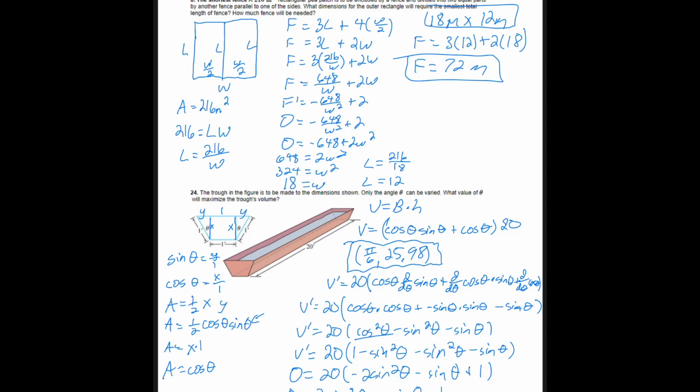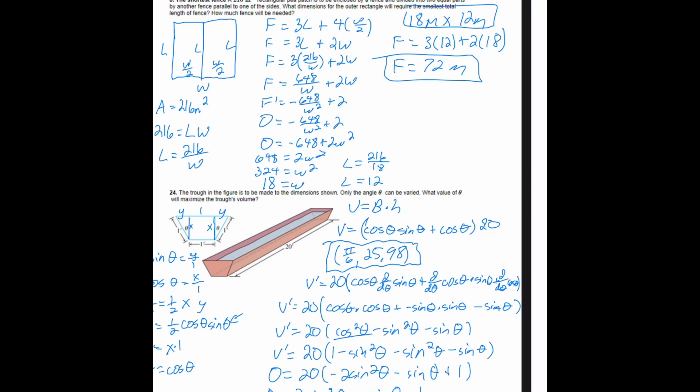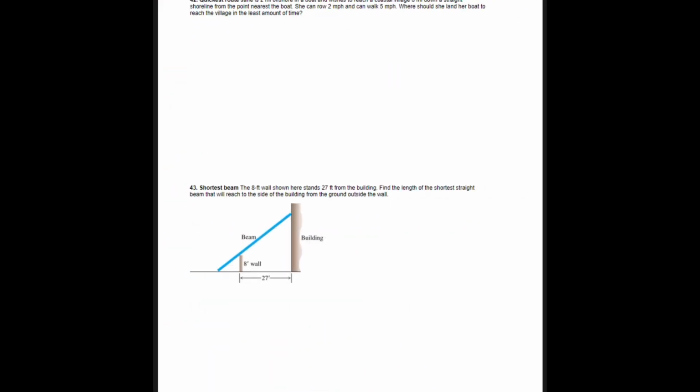So what value of theta gives the maximum volume of the trough? Pi over 6. And that volume would be about 30 cubic feet. Okay, so that's the idea there. And like I said, you didn't need to do all this work beyond what I have boxed there, but that's how you would do it using calculus.